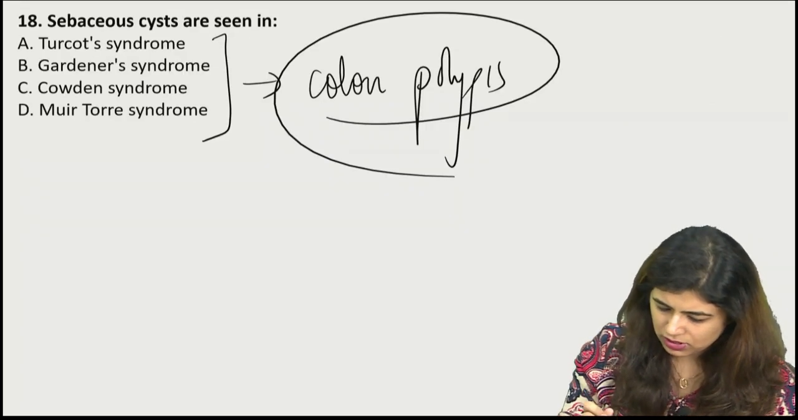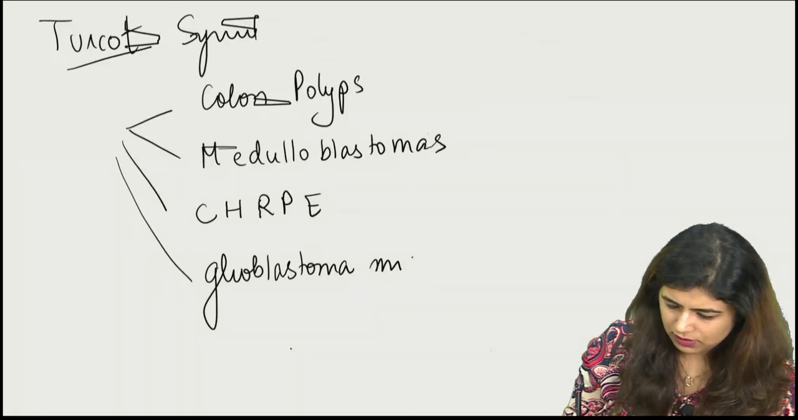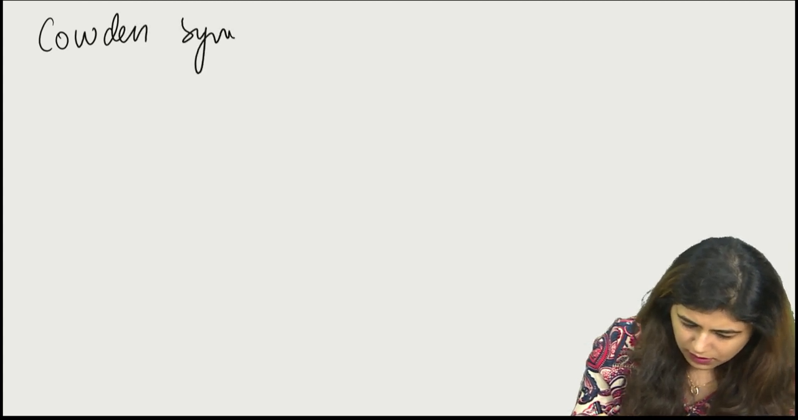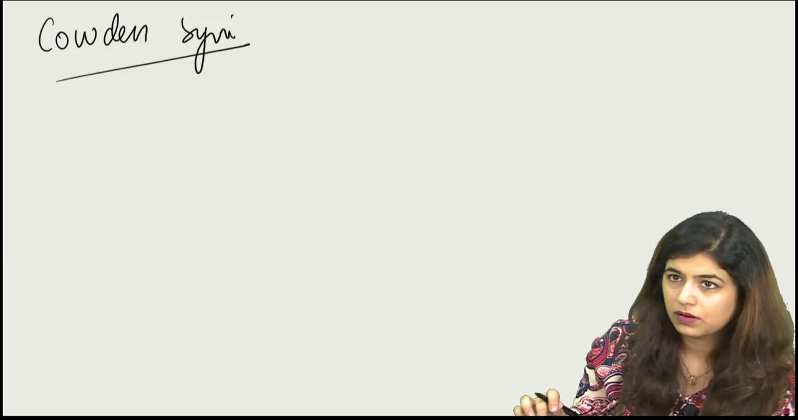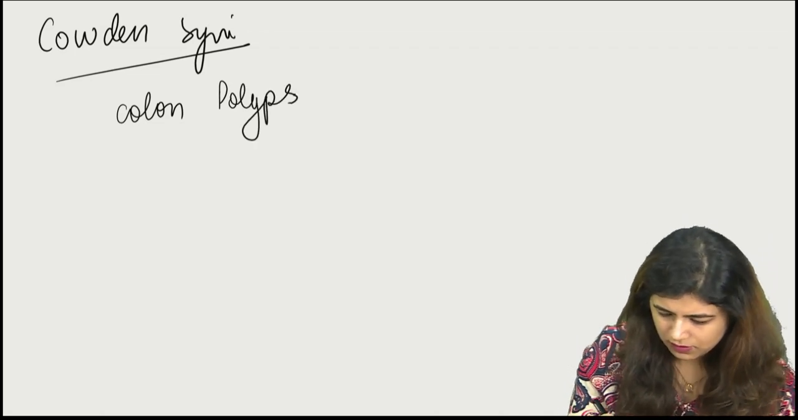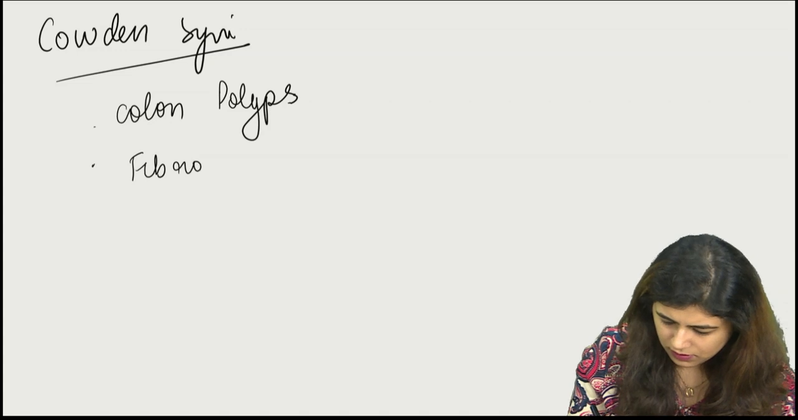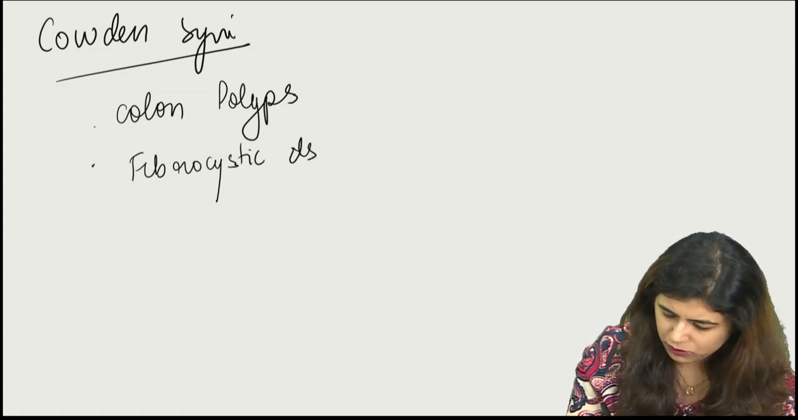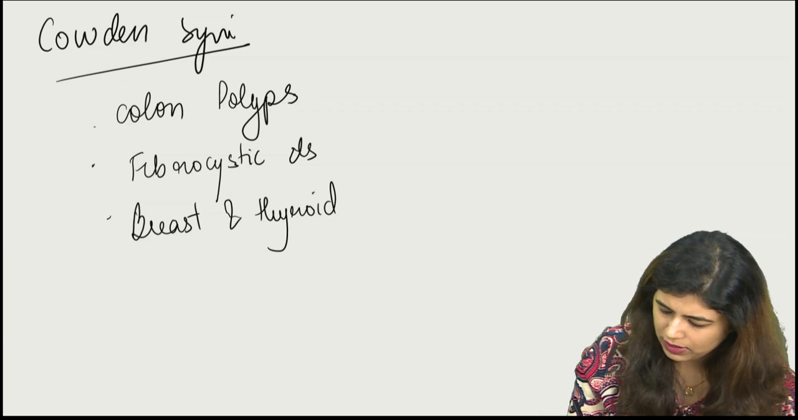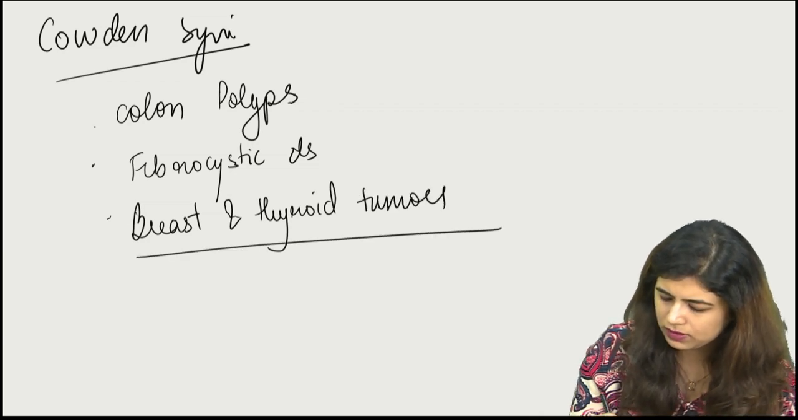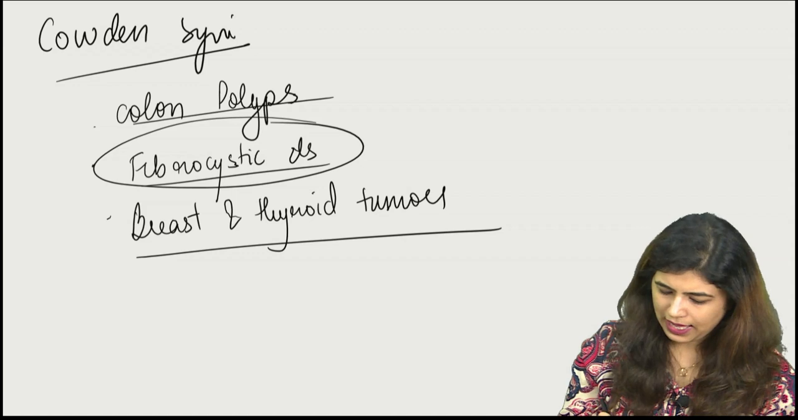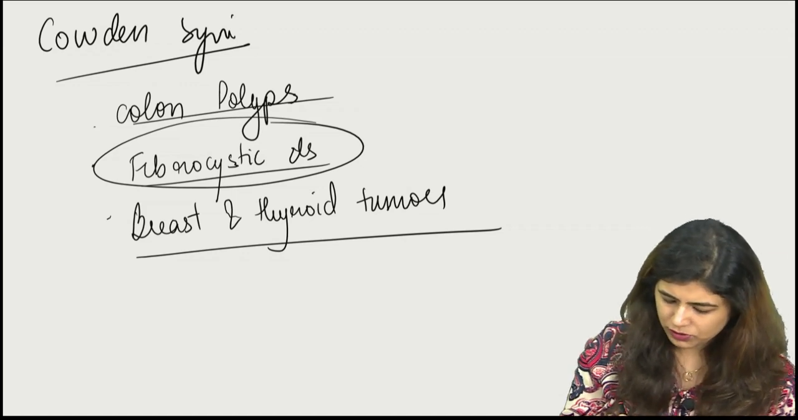What are the other options in our question? Cowden. What are the things that you see in Cowden syndrome? Again, you see colon polyps. Fibrocystic disease, breast and thyroid tumors. So in Cowden, generally the question comes on fibrocystic disease. And what was the last option in this question?